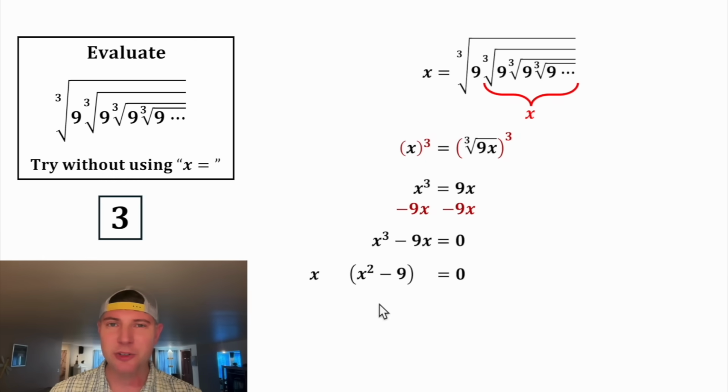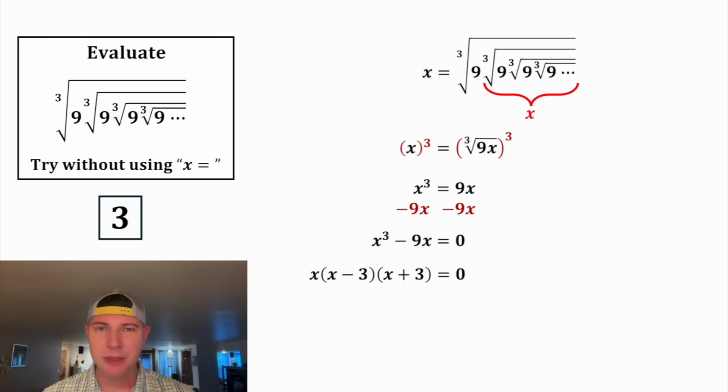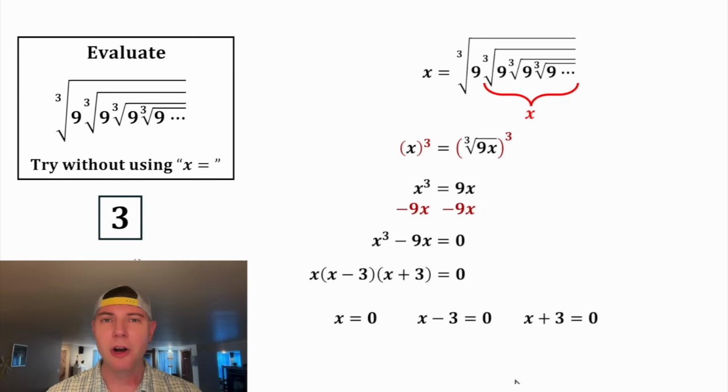After that, we can subtract 9x from both sides, and then we can factor out the common term x, and then factor the x squared minus 9, which is the difference of two squares, can break down into x minus 3 times x plus 3. And then anytime you have something times something times something equals 0, it could be true if any of those somethings equals 0. So we can say either x equals 0, x minus 3 equals 0, or x plus 3 equals 0. And that'll leave us with 3 possible answers. X equals 0, x equals 3, or x equals negative 3.